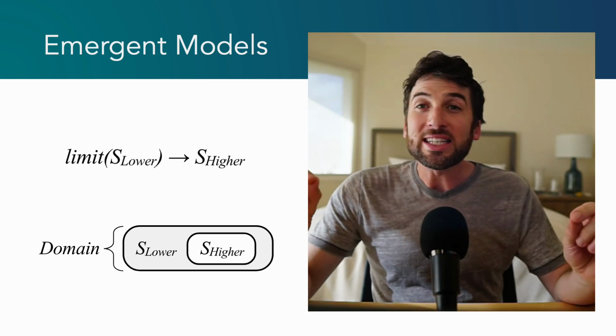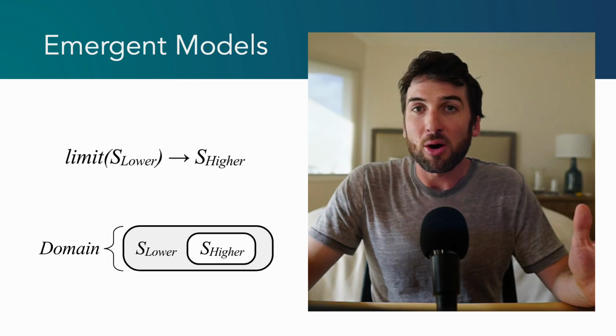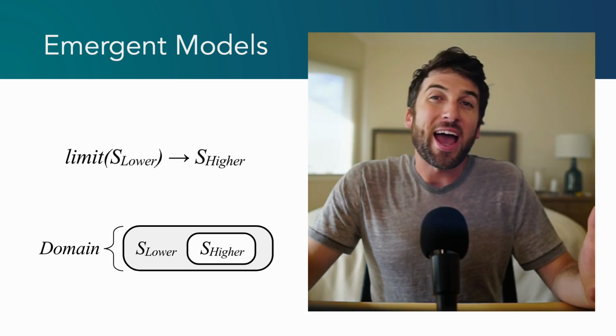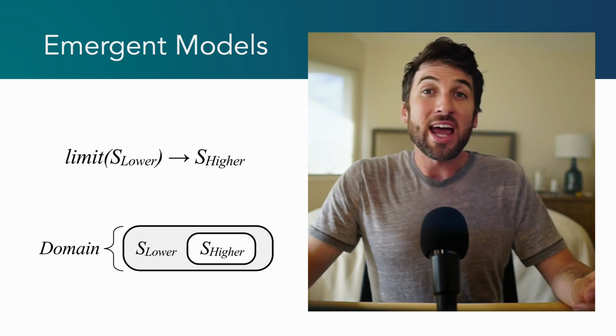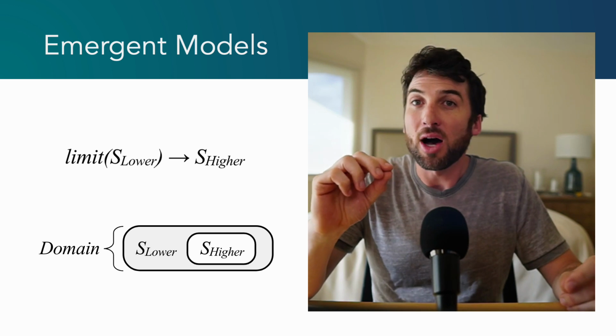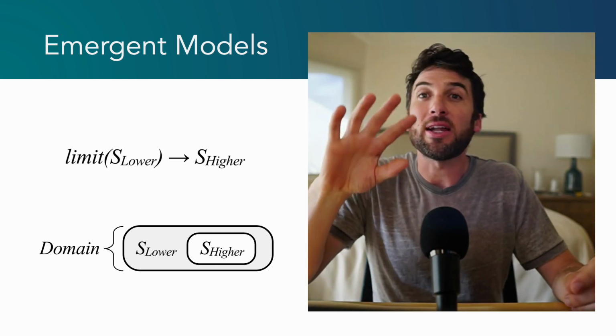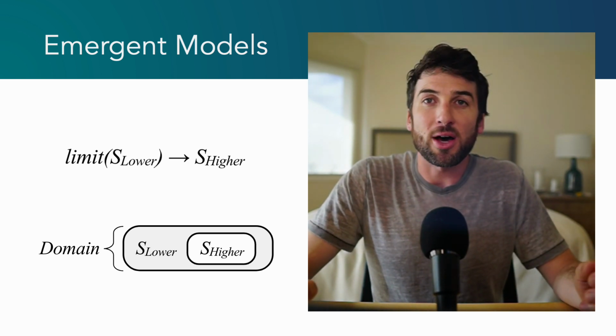So you're limiting the detail of all the individual particles just to get the total amount of particles, or the total energy, or the average energy. And so when you do this limit, what you get is temperature. So temperature is not a property of one molecule. It's a property of the limit of many molecules. So this is an example of an emergent model.